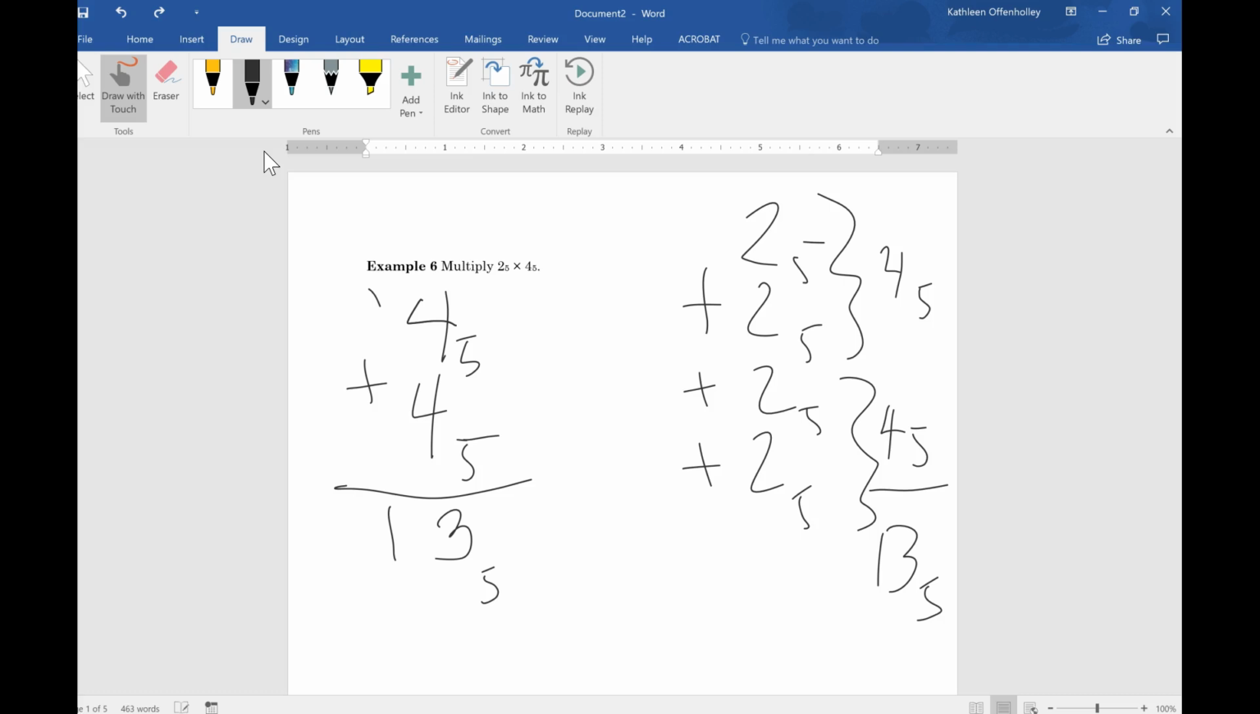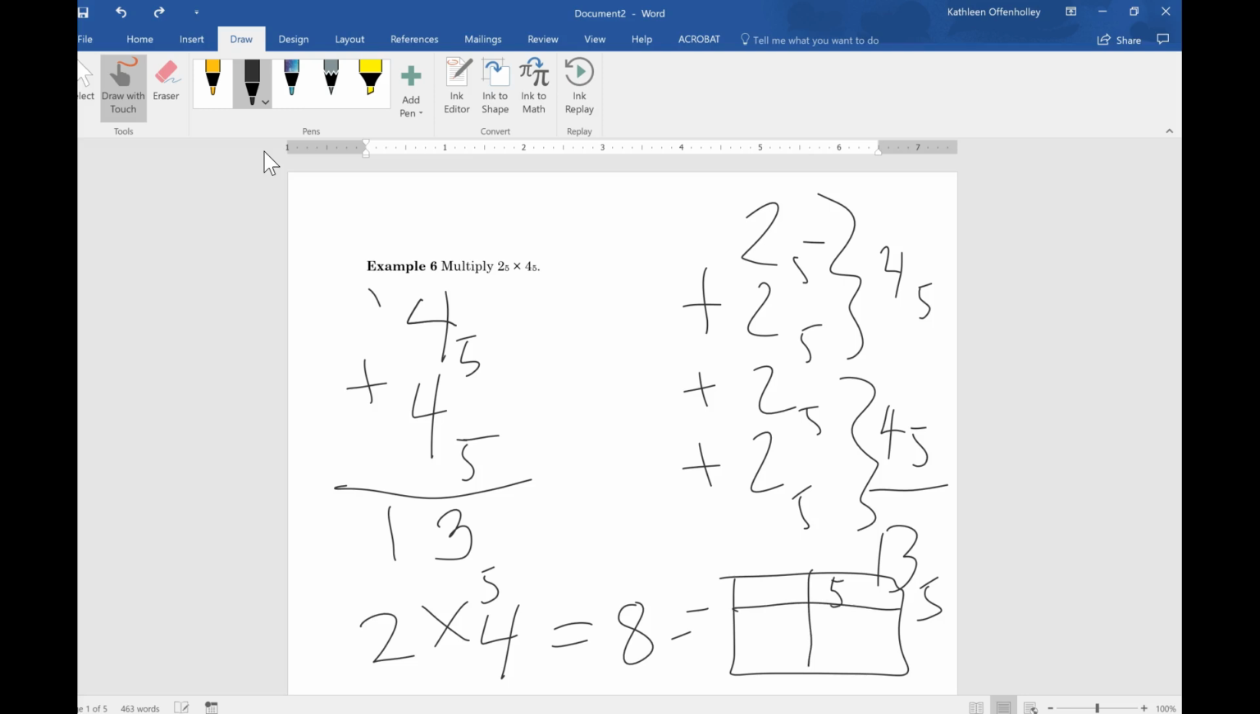Now, there's one more way I could do it. Instead of adding over and over again, I could do 2 times 4 in base 10, which is 8. And then I could convert 8 into base 5. So I can make my base 5 columns. Here's 5 to the 0, which is 1. And here's 5 to the first power, which is 5. To make the number 8, I need 1 5 with 3 left over. Same answer. It's 13, or 1 3 in base 5.